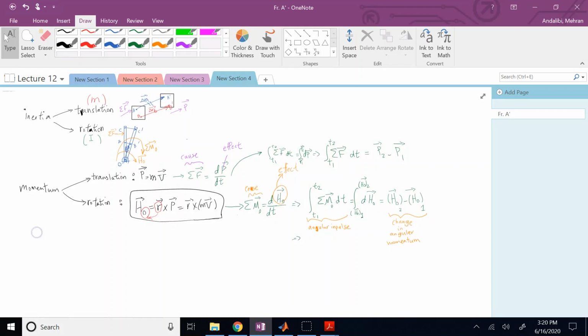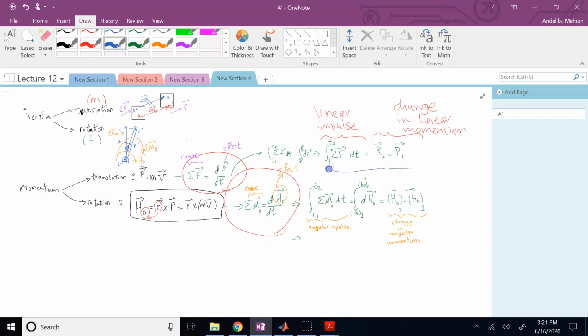Yeah, so you now see all the similarities. This one was linear impulse, was equal to the change in linear momentum. And the angular impulse is equal to change in angular momentum. So whether you use this one or this one for rotational translation, or the equivalent version of them, which is this guy or this one, you clearly see the similarity of the governing equations for translation or rotation.